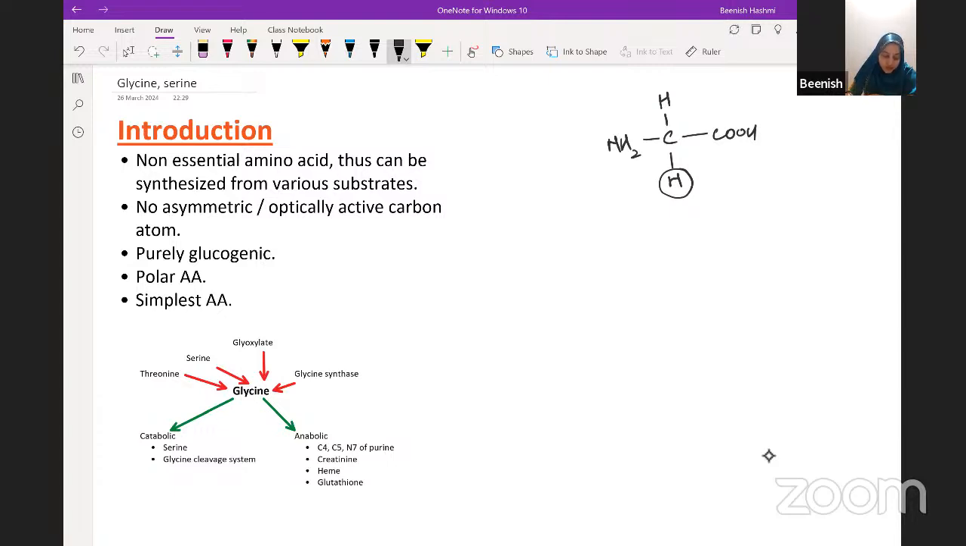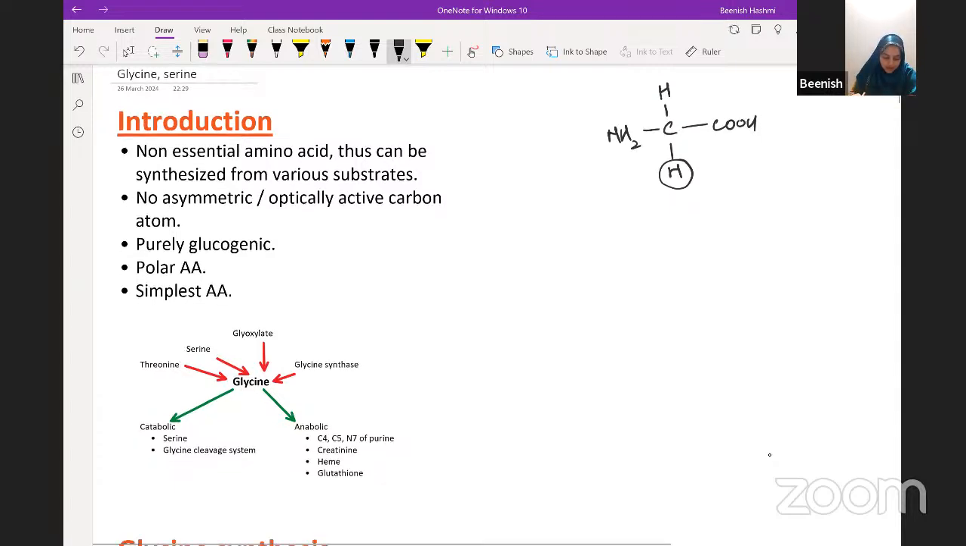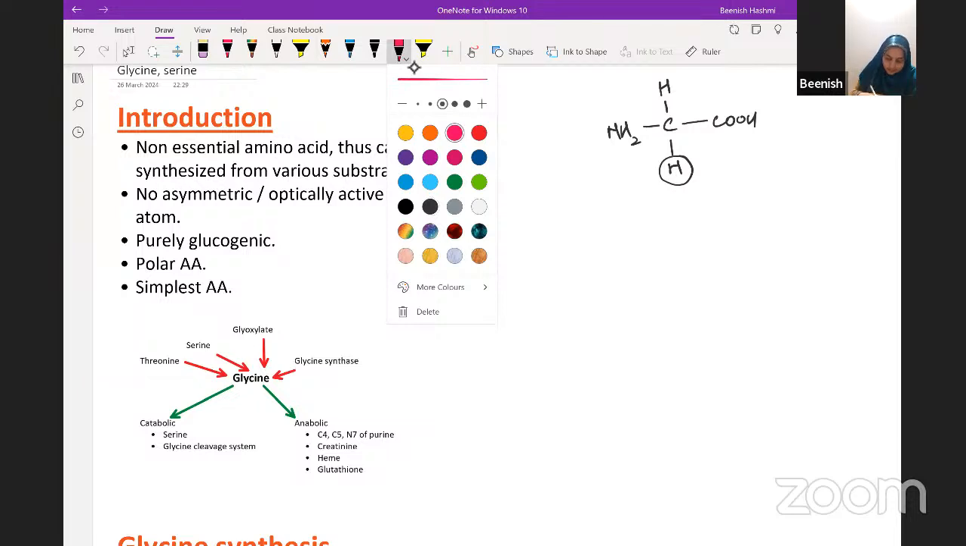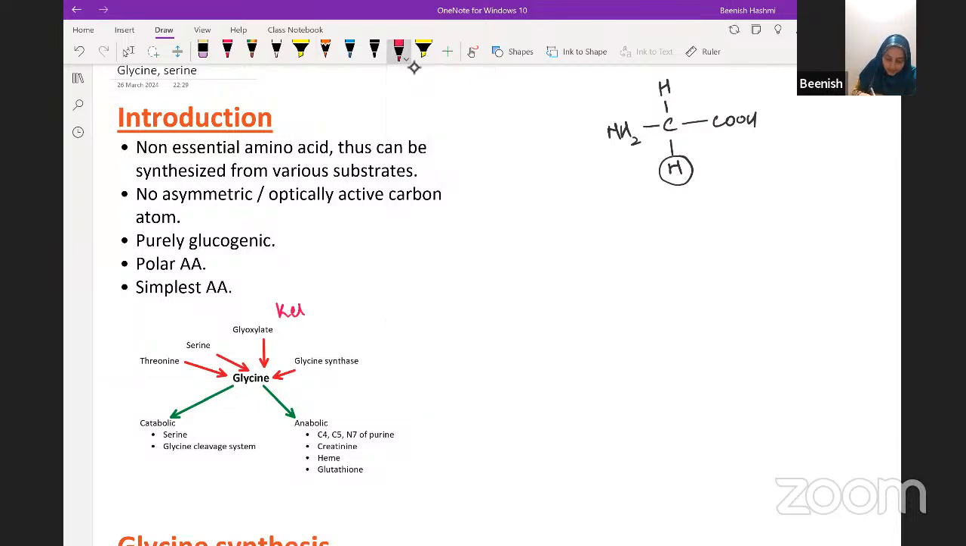It is purely glucogenic. It is a polar amino acid and it is the simplest amino acid. Now talking about where glycine is synthesized from, it is synthesized from glyoxylate, which is the keto acid for glycine. Then from glycine synthase, then from serine and threonine. Talking about the catabolic part, it gives serine and the glycine cleavage system. We will talk about this in detail later in the lecture.